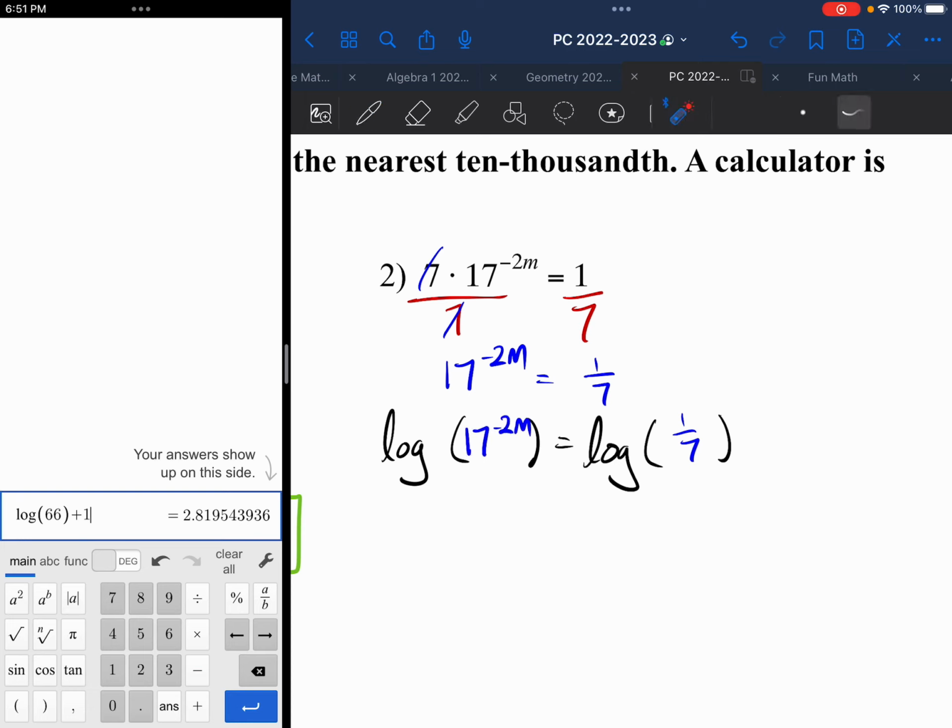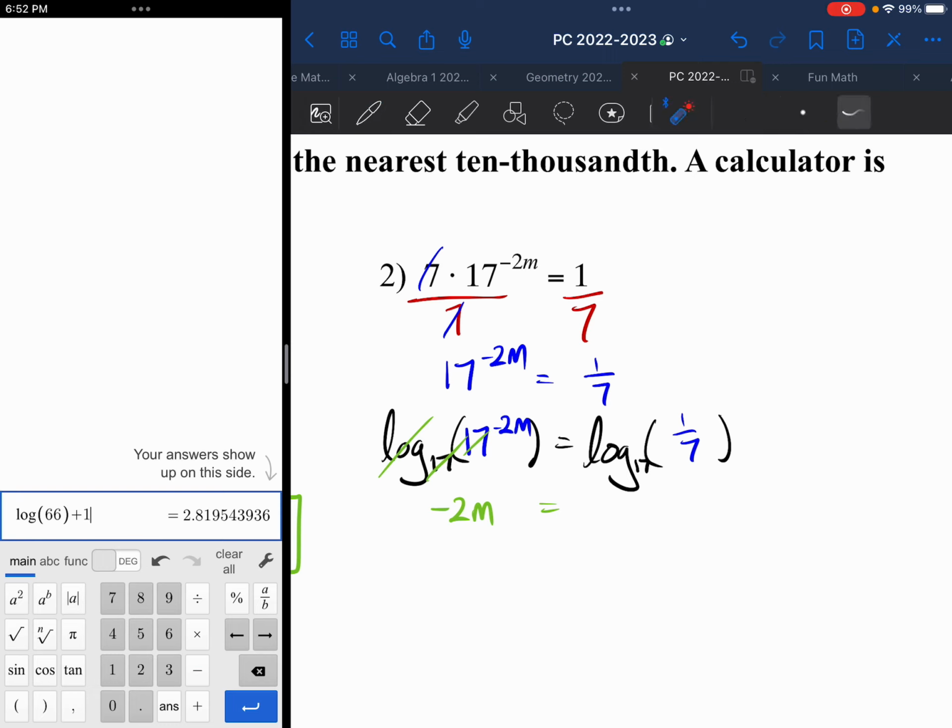We get to choose any base that we want, and again, we're going to be using this base of 17. So I'm going to write here log base 17 and log base 17. When I do that, things are going to start canceling out. Things that cancel, we cancel you, and you, leaving us with a negative 2m on the left, and on the right side, we have that log base 17 of 1/7.